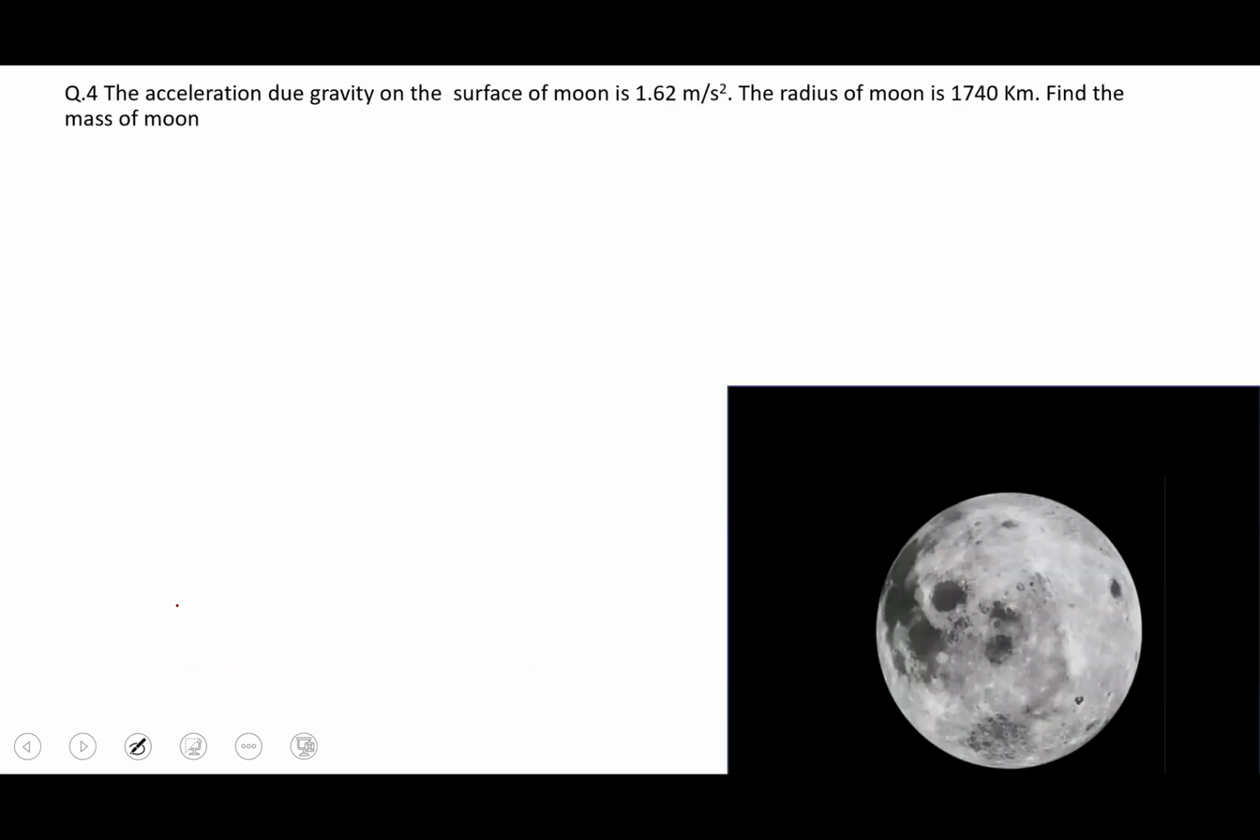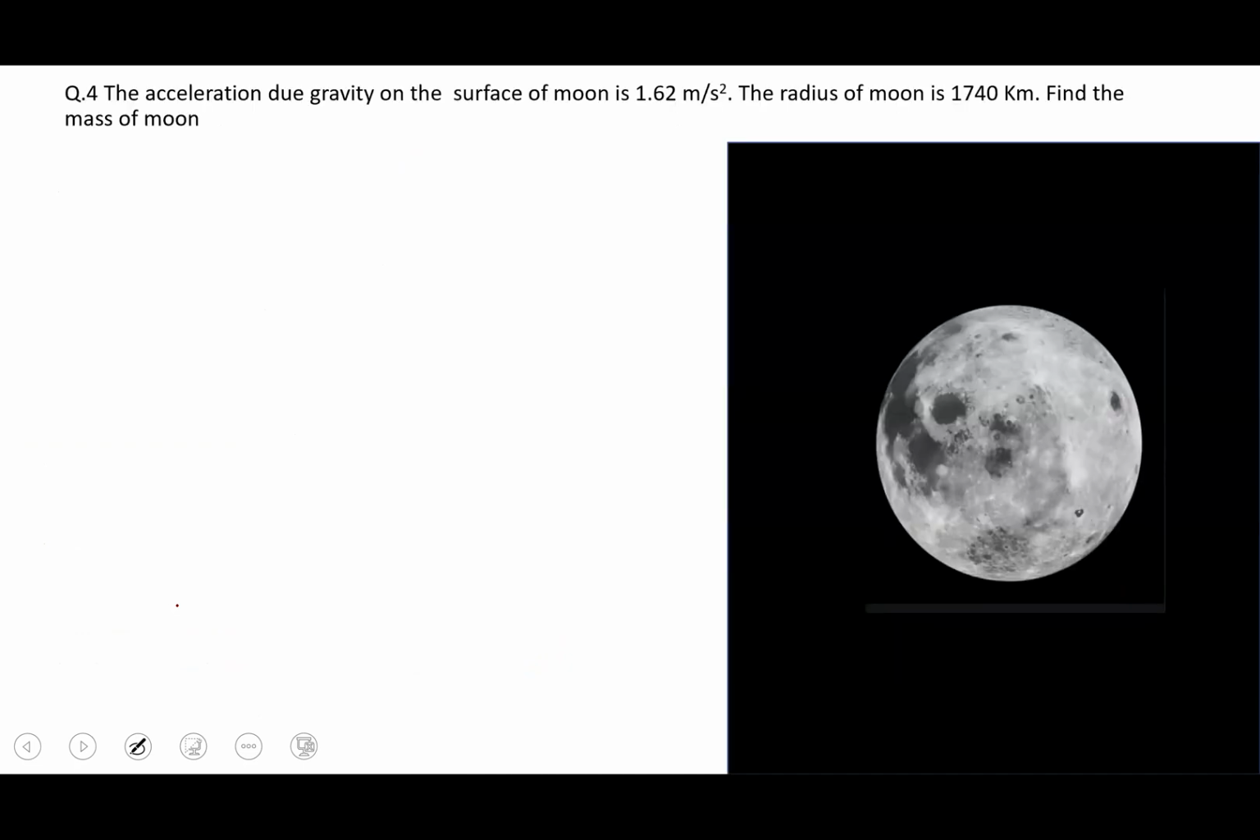Now moving on to question number 4, which says: acceleration due to gravity on the moon is 1.62 meter per second square. The radius of the moon is 1740 kilometers. Find the mass of the moon. Here we have a body and it is falling down, because the value of g of the moon is very low as compared to the value of g of Earth, which is 1.62 meter per second square.